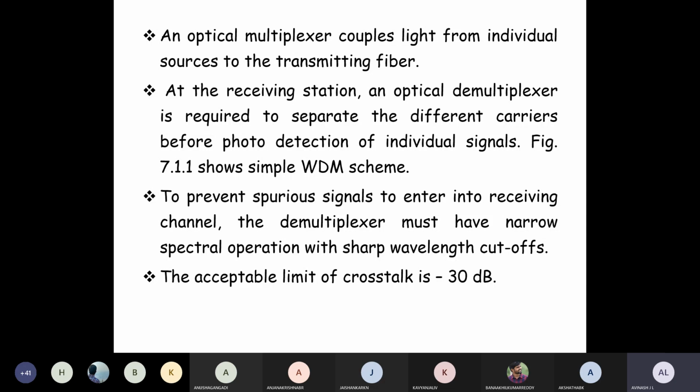So there is an acceptable limit. Whatever work you do, there may be some amount of problem which may arise. So in order to avoid that, the acceptable limit of crosstalk is minus 30 dB. Up to this particular range, it is going to be supported.